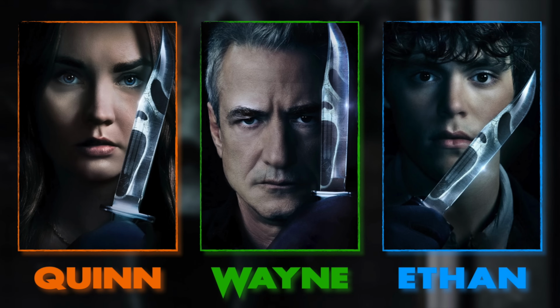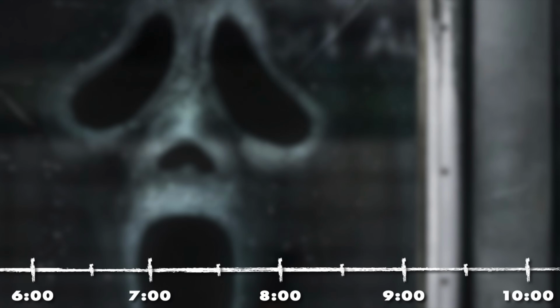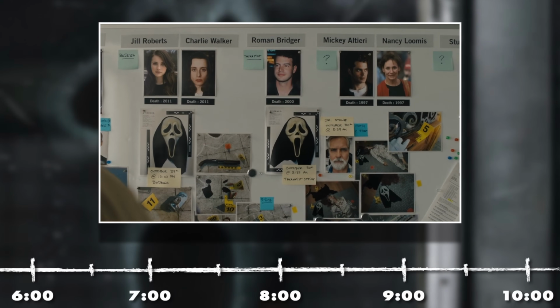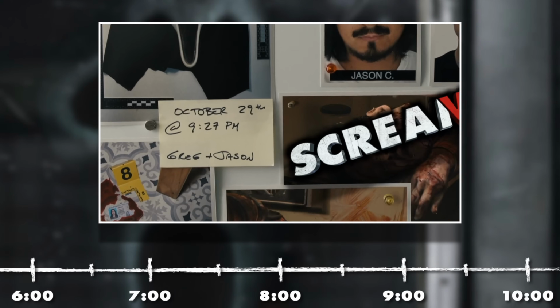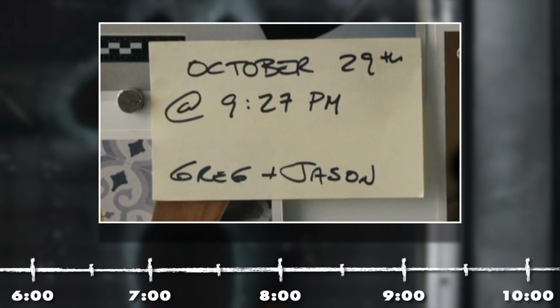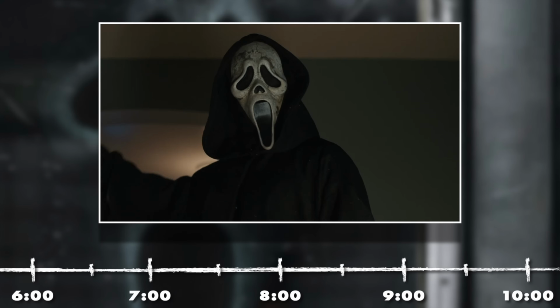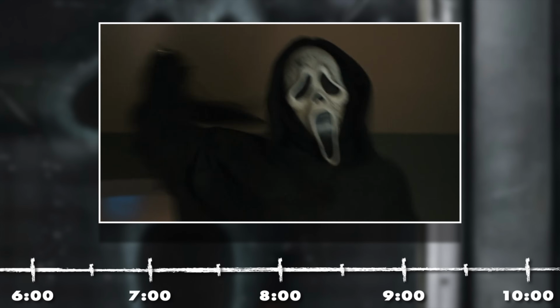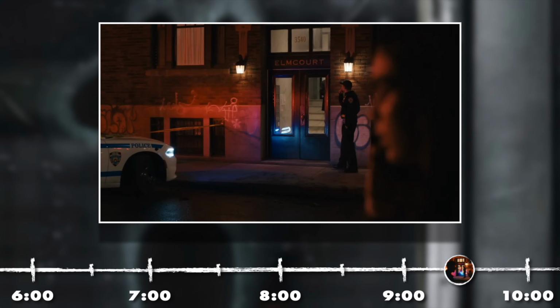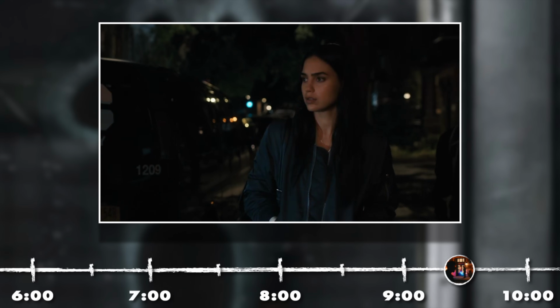But in order to do that, we'll first need to get a better sense of each one of their known whereabouts by building a timeline of the events for that night. Based on the information shown to us on Kirby's picture board, we can see a time of 9:27 p.m. beside the photos of Jason and Greg. Since there were no witnesses to either of their murders, this is likely not an exact time of death, but rather the time the police arrived on the scene, or potentially when a neighbor discovered their bodies.